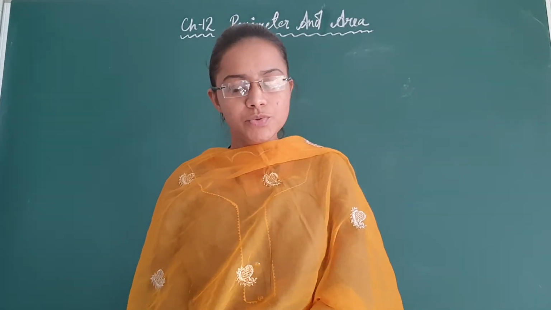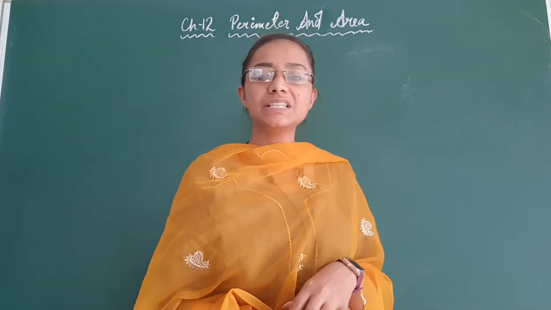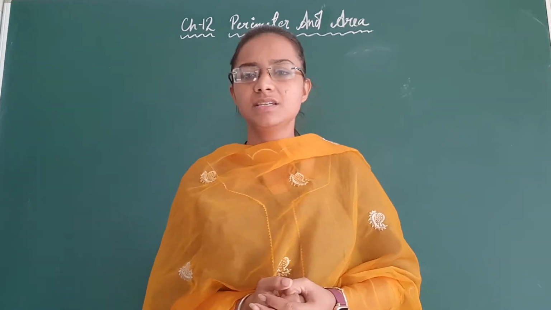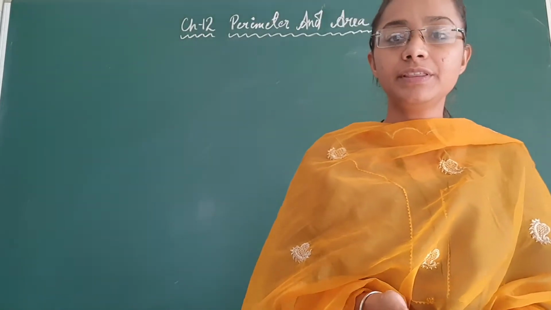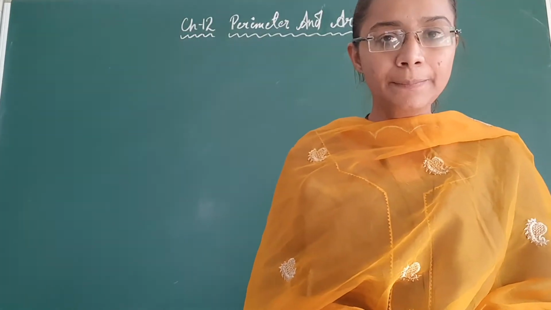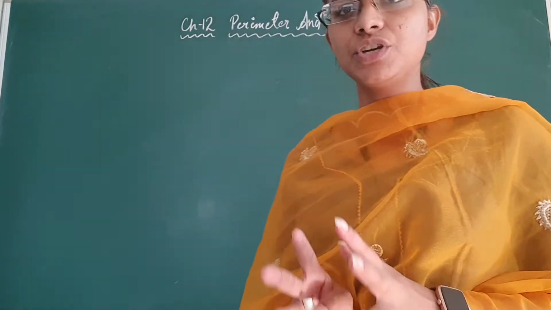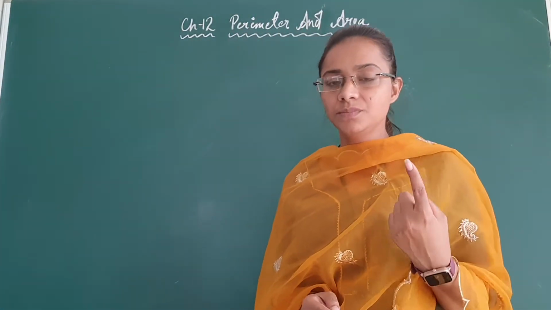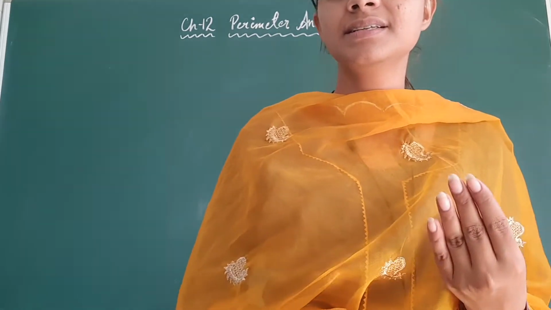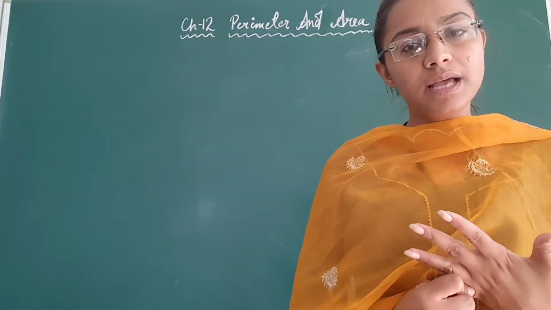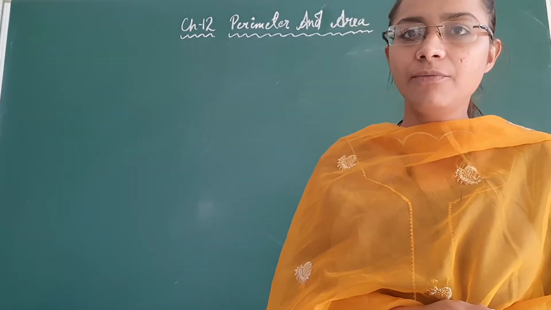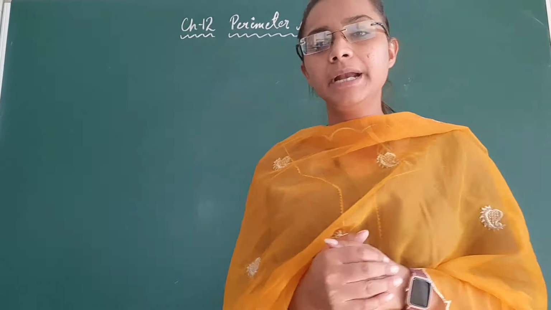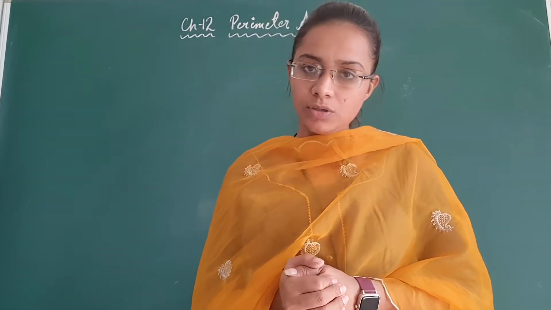Very good afternoon, students. So today we are going to continue with chapter 12, that is perimeter and area. We have already done the prelude exercise, from which we have become familiar with all the plane shapes, all the closed plane shapes, that is your triangles, squares, rectangles, pentagons. All these shapes are your polygons. Why? Because they are made up of straight lines only.